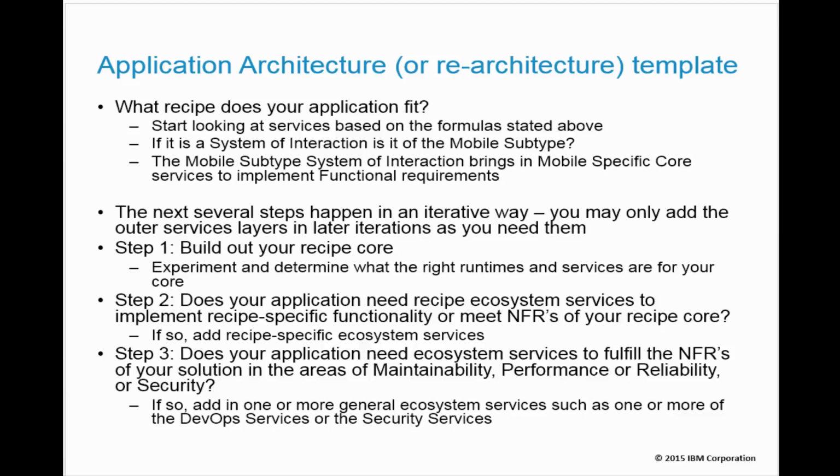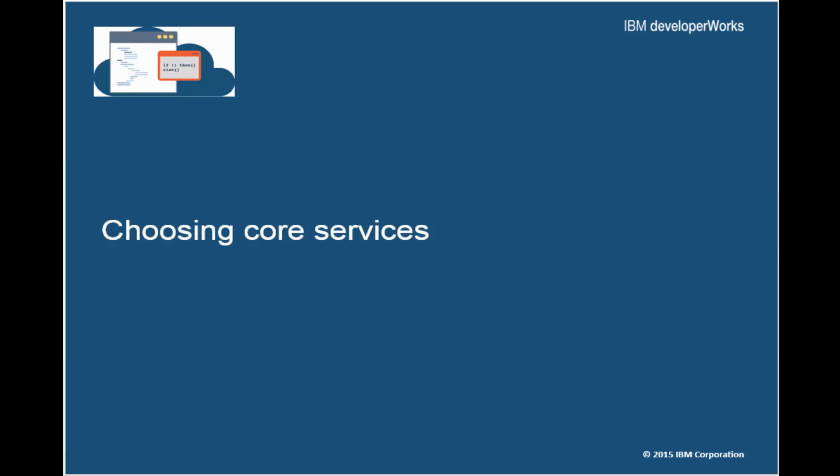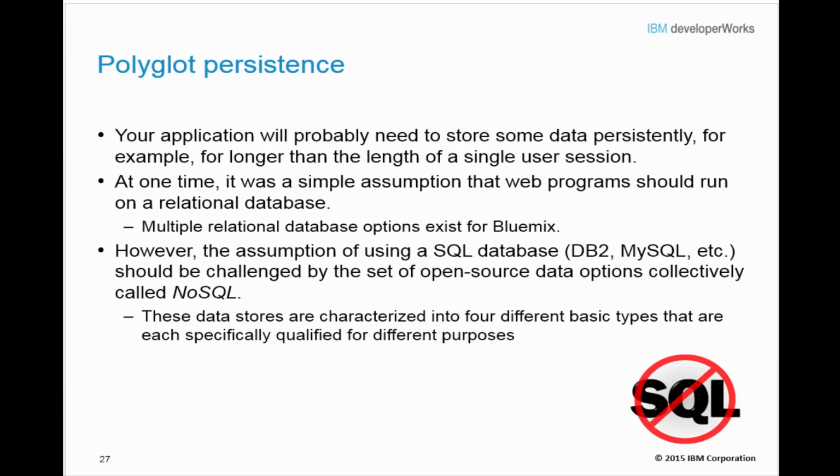Now, what we're going to cover in the next few slides are some things that are going to build on this basic framework that we just laid here. And what I'm going to talk about is the notion of choosing core services. So we're going to look at some of the differentiations between the different core services and talk about how those work and when you'd want to choose one versus the other. So let's begin with the first slide in that section, which is about the whole notion of polyglot persistence.